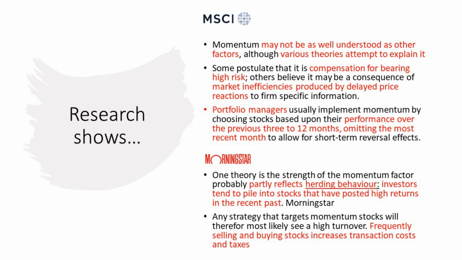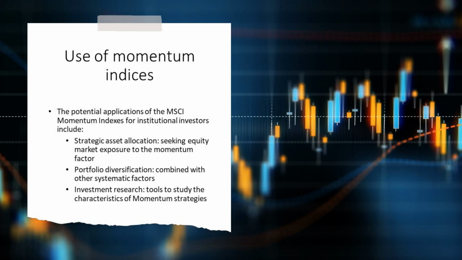Now, what you need to remember is that any strategy that targets momentum stocks is going to see high turnover, because the way we're calculating momentum scores, those can change very quickly. Frequently buying and selling stocks increases transaction costs and taxes. Now, how would institutional investors use momentum indices? Well, strategic asset allocation for diversification purposes. They may study the characteristics of momentum strategies. So they're of use to institutional investors.